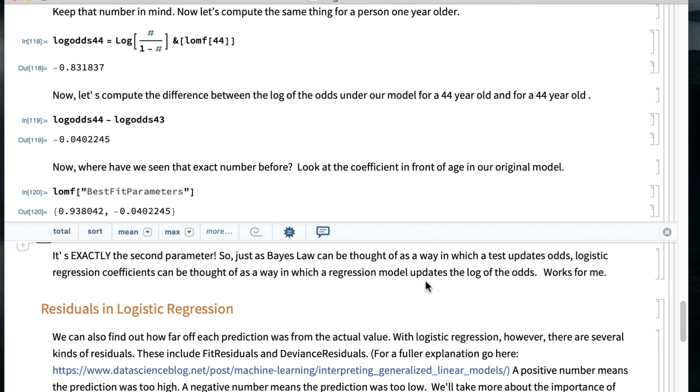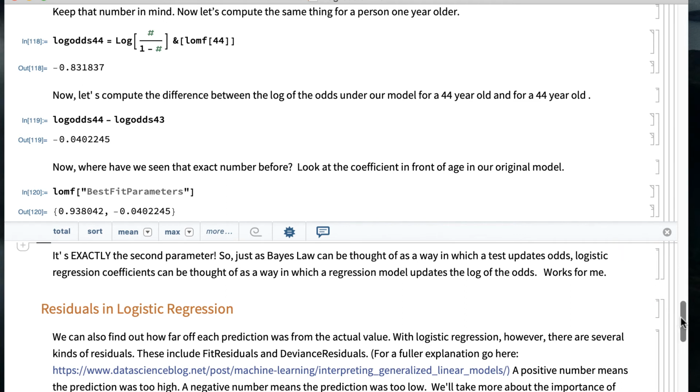So, just as Bayes' law can be thought of as a way in which a test updates odds, logistic regression can be thought of as a way in which a regression model updates the log of the odds. So I find that a helpful way of interpreting logistic regression, and maybe it saves us from the perils of resorting to a linear model for data that really isn't suited to it.